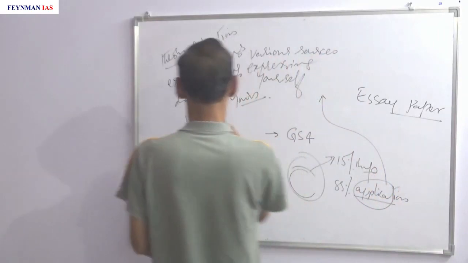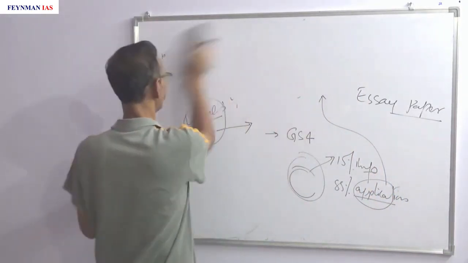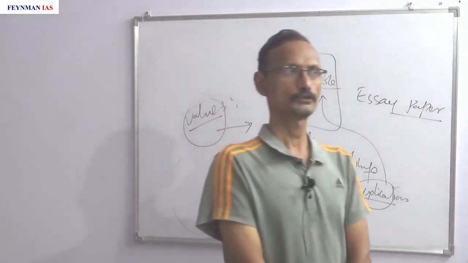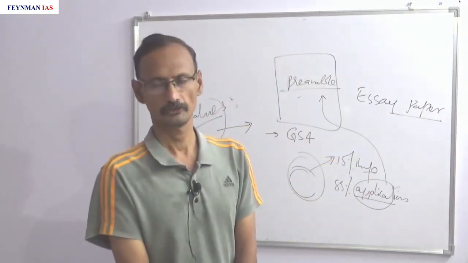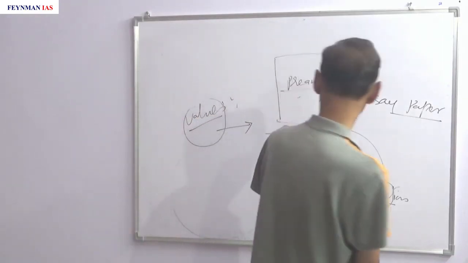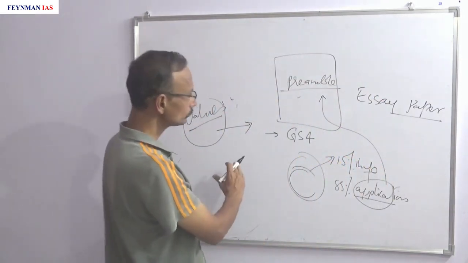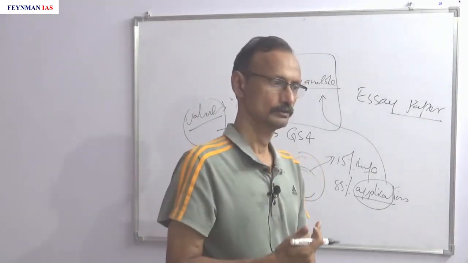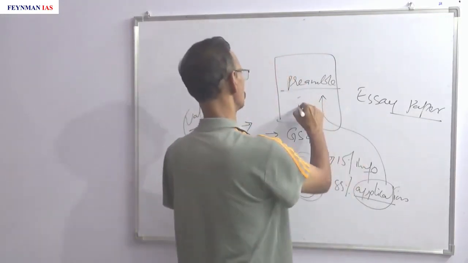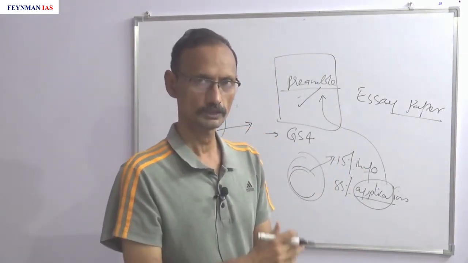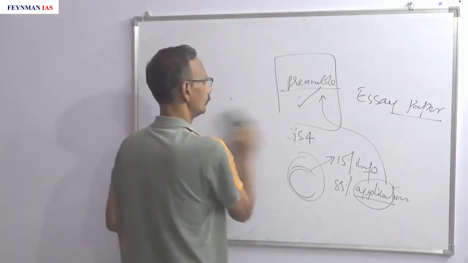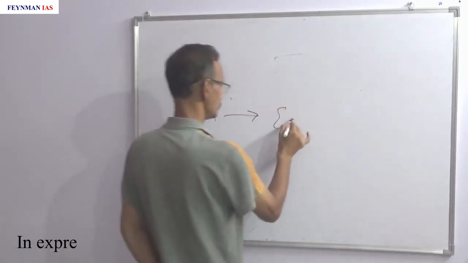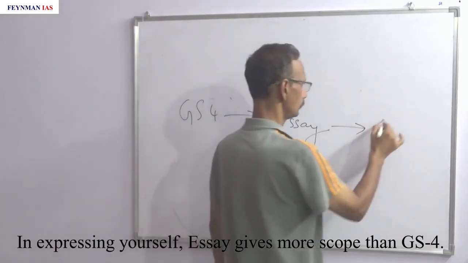What are these values? These values we discussed are as expressed in the preamble. Preamble is the source of our values for IAS aspirants. It means from GS 1, 2, 3 to GS 4, you move towards your understanding and expression of certain values. And I would say a similar thing takes place from GS 4 to essay, and from essay to interview test.